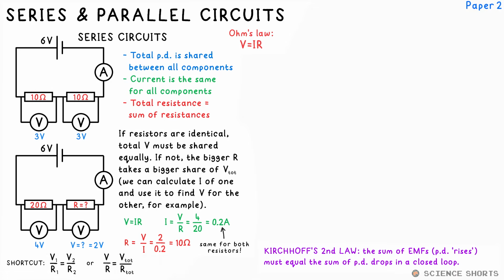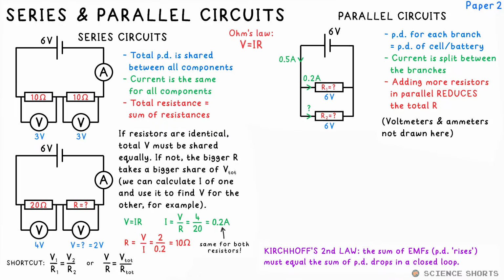We can also use Ohm's law for a whole circuit. We just need to make sure we're dealing with the total PD, total current, and total resistance. The rules for parallel circuits are the opposite. The PD is the same for every branch. Again, this is true because of Kirchhoff's second law. The battery is actually involved in 2 loops, you see. So therefore, the PD drops in both loops must be the same.